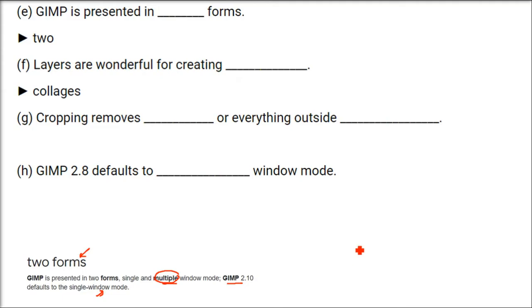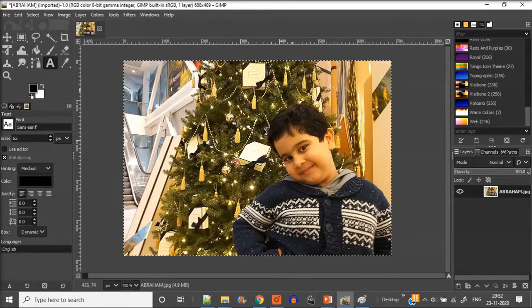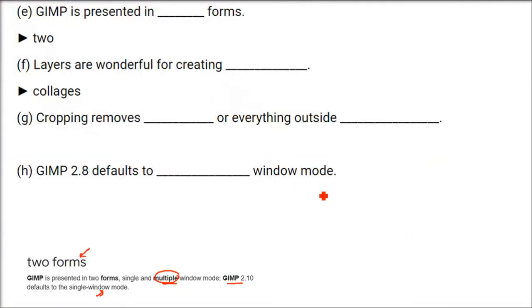Layers are wonderful for creating collage. Now this is a kid photo. The kid may have multiple photos. So I can have one photo here, second photo, third, fourth. So there are multiple photos and collages here. Okay, so this is for collage.